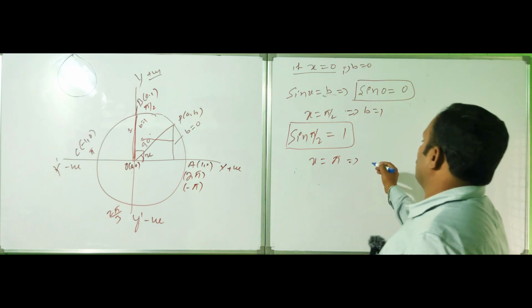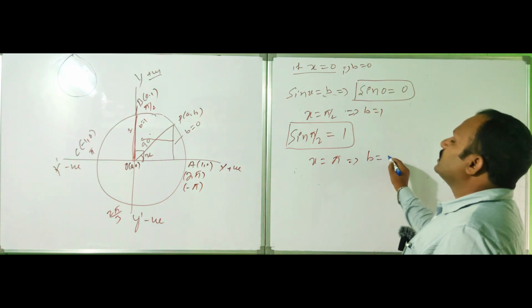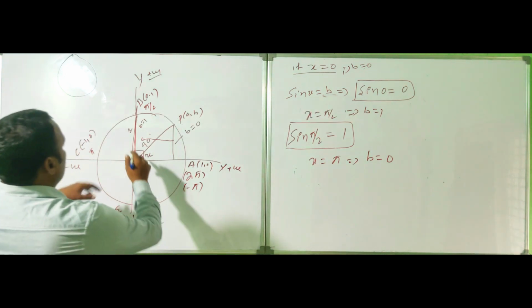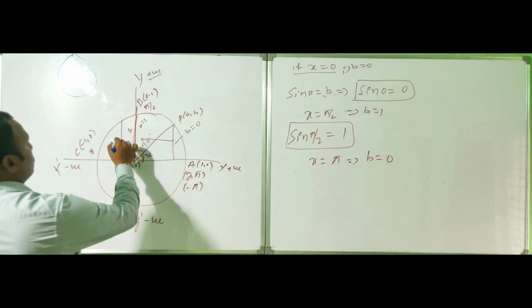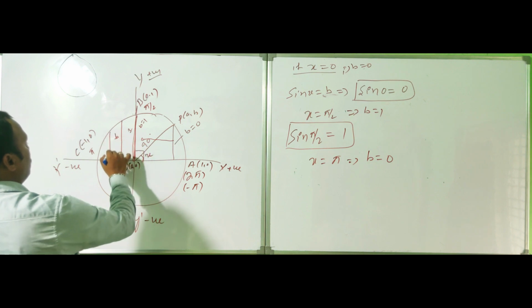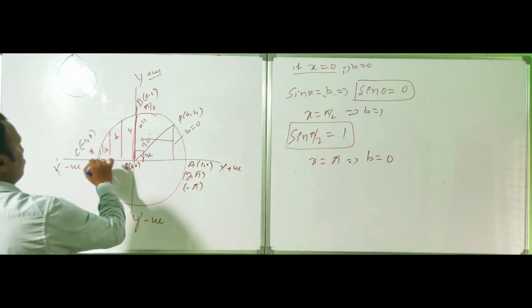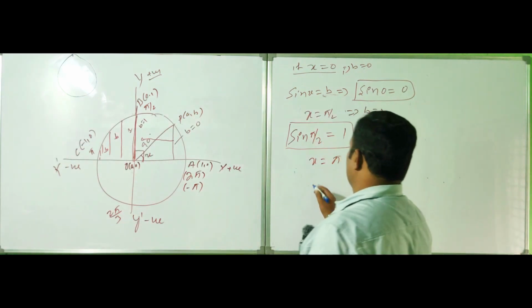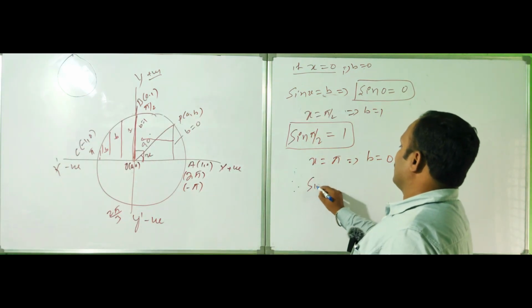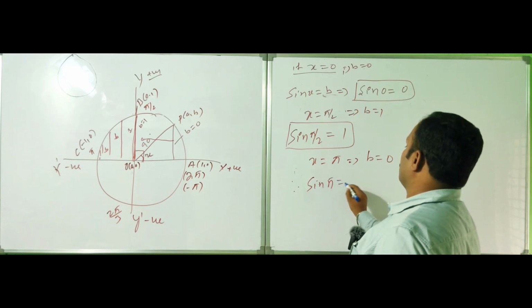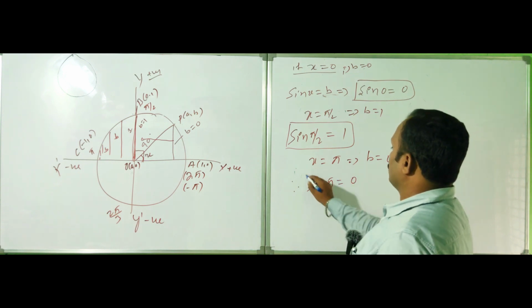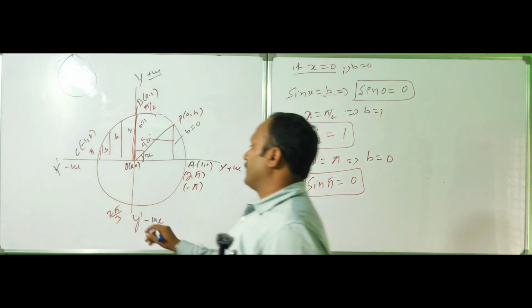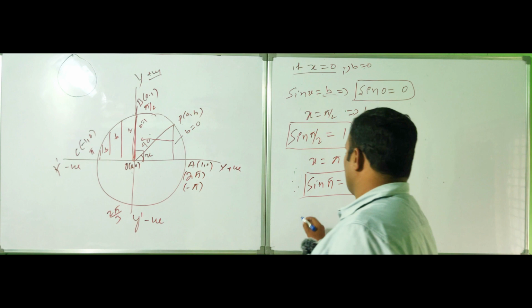Implies that, therefore b is equal to 0. Again, this is the b, which comes out as 0. So therefore, sine of pi is equal to 0. Next, consider the value as 2 pi by 3.